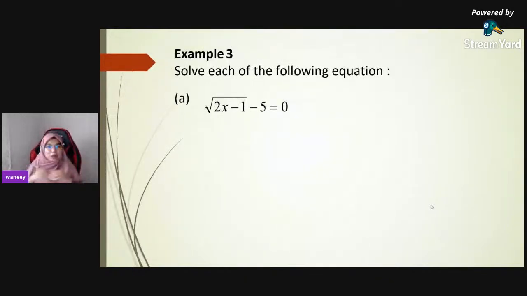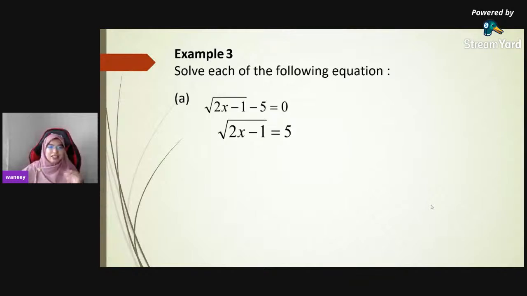Okay, so now we got square root of 2x minus 1 minus 5 equal to 0. So like I told you before, if we have one set, only leave the set on the left hand side. Bring the number to the right hand side. Okay, so we're going to leave the set on the left hand side. So we have square root of 2x minus 1 equal to 5.